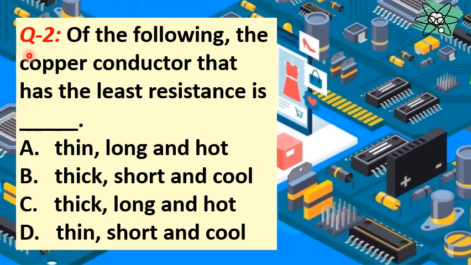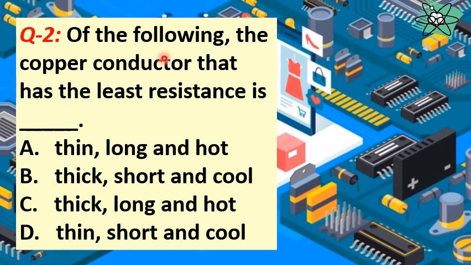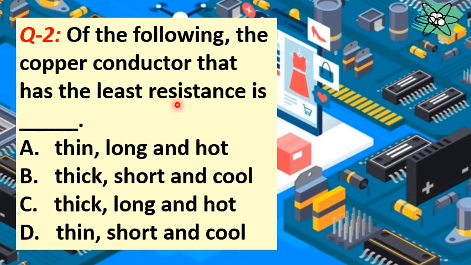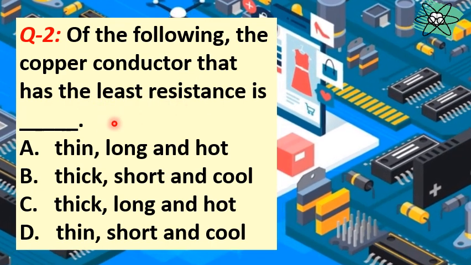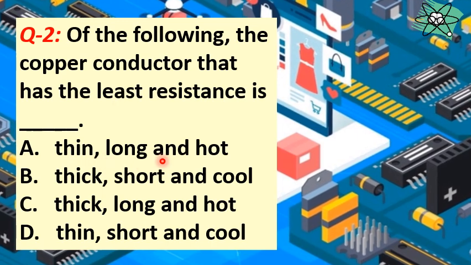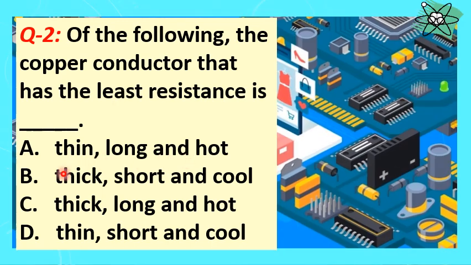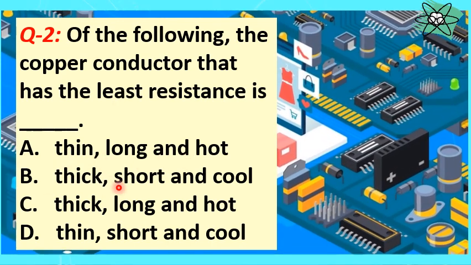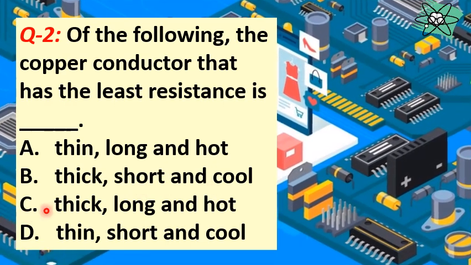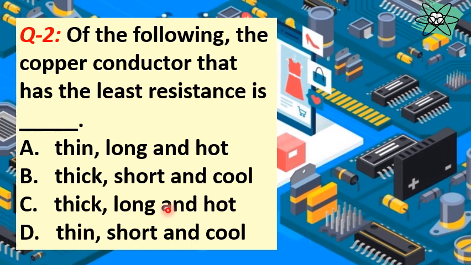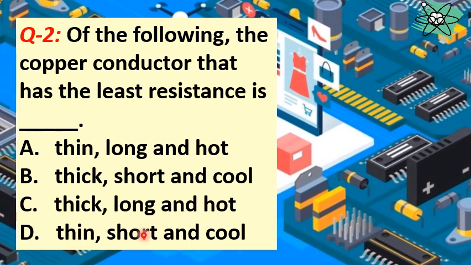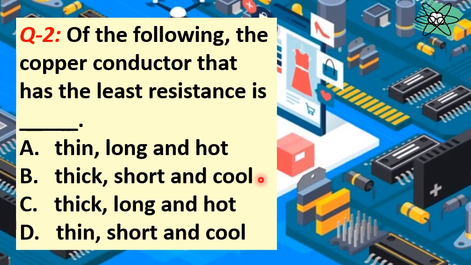Question number 2. Of the following, the copper conductor that has the least resistance is letter A, thin, long, and hot. Option B, thick, short, and cool. Letter C, thick, long, and hot. And option D, thin, short, and cool.